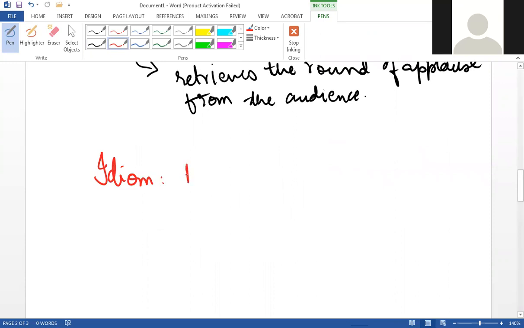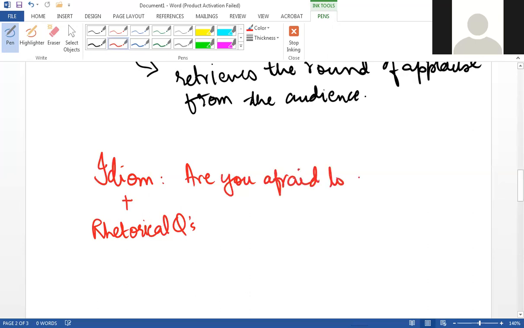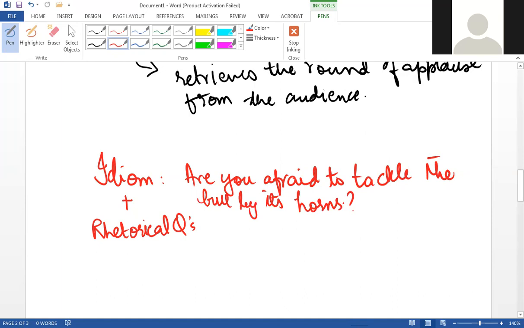For example, if you come across idiom plus any sort of rhetorical question or questions: are you afraid to tackle the bull by its horns? Question mark. Now this is basically an idiom. At the same time, it's a rhetorical question. It means, are you afraid to handle the problem? Are you afraid to tackle the situation?